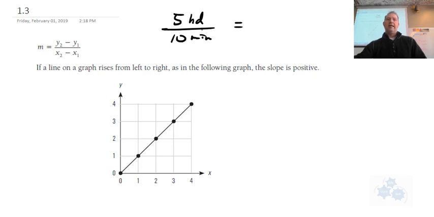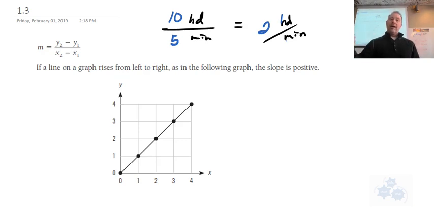So what would that be if we were to divide 5 divided by 10? What would that be? 1 over 2, yeah. So 1 over 2, or half a hot dog for every minute. Now that seems a little slow, right? For you guys, it probably would be 10 hot dogs in 5 minutes. That's probably what it would be for you guys. 10 over 5 is 2 hot dogs per minute. That is a rate of change. So when we're talking about rate of change, we're actually talking about slope.